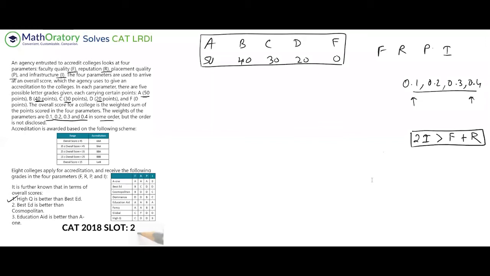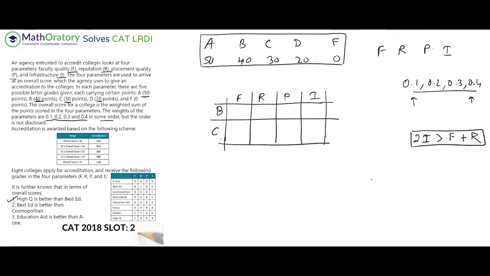Okay. The second point tells us that Bested is better than Cosmopolitan. So B is greater than C. So let me again do the same thing. I'll put B up and C below it. And the order is F, R, P, and I, as it is in the table. I'm just taking the same order. I don't want to overcomplicate these kinds of things. And let me put the grades in this particular order itself. So B will be B, C, D, T from the table here. And C is B, D, D, C, right? So that is, let me write this here, B, D, D, and C.